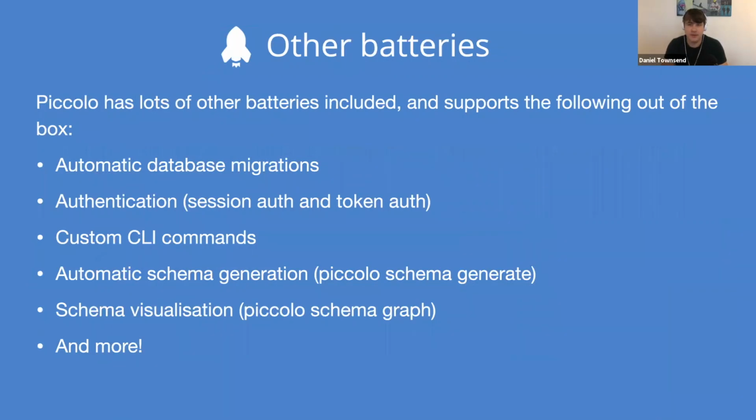So Piccolo has other batteries included as well. It has automatic database migrations, authentication, CLI commands, and schema generation. If you're coming from an existing Postgres database, we have Piccolo schema generate. What this will try to do is create all of the Piccolo tables written in Python, so you can interact with an existing database. And then we have Piccolo schema graph as well, which visualizes your schema using GraphViz.